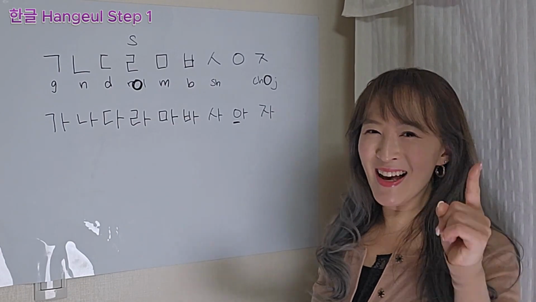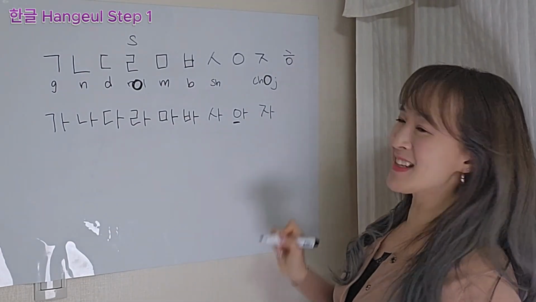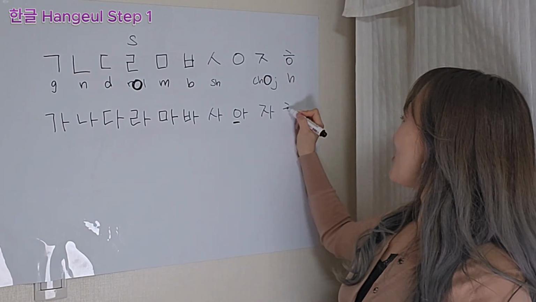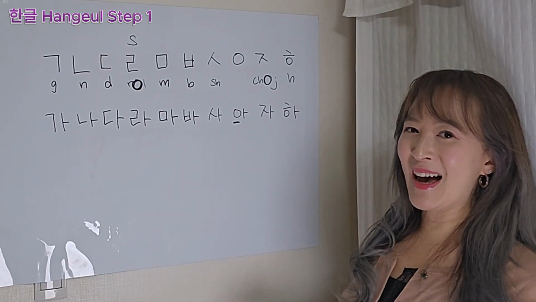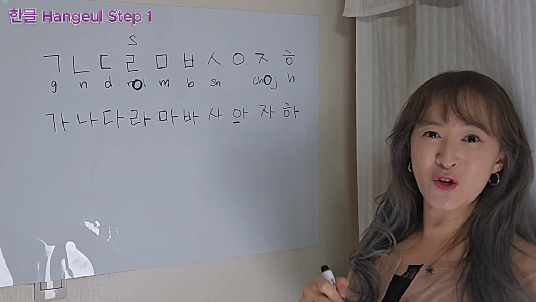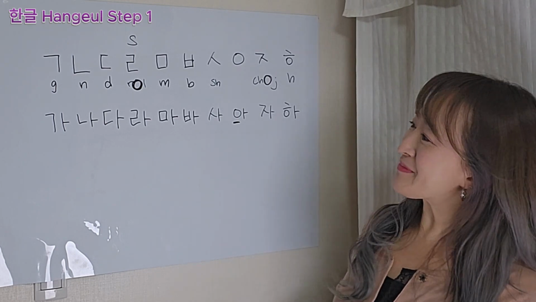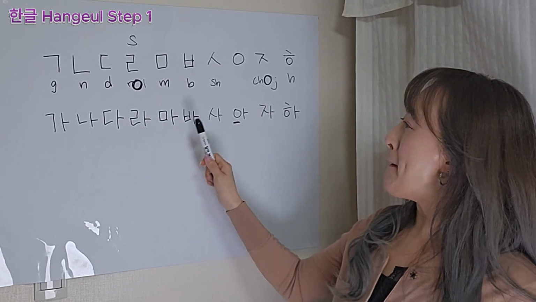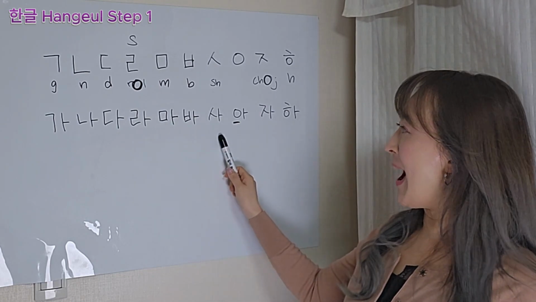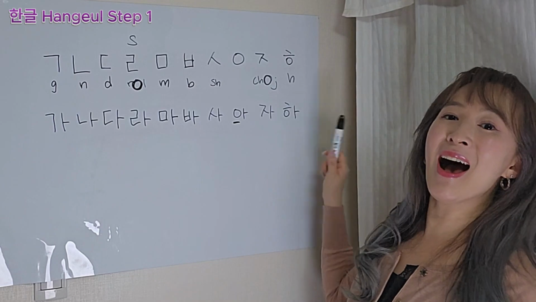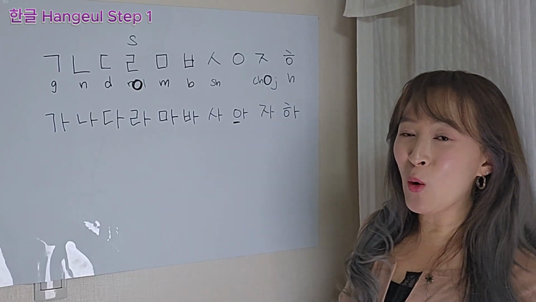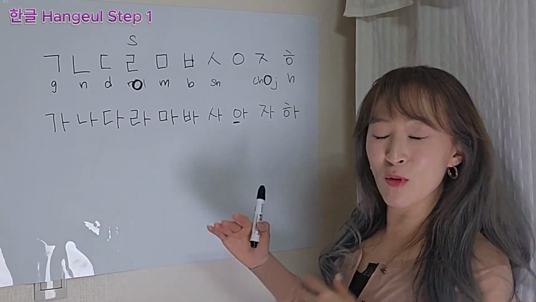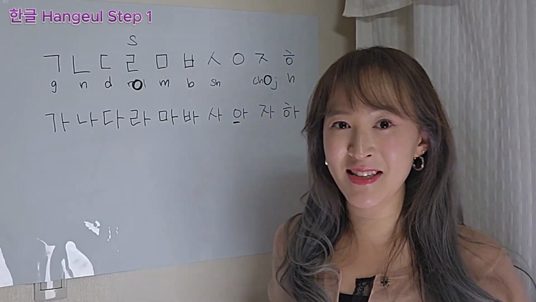And finally, the last one we have is the H sound, to make ha. Right? So let's read them through and see if you remember. Ka, na, ta, ra, ma, pa, sa, a, ta, ha. So now we have mastered 10 consonants too. Today we already learned 6 vowels and 10 consonants.